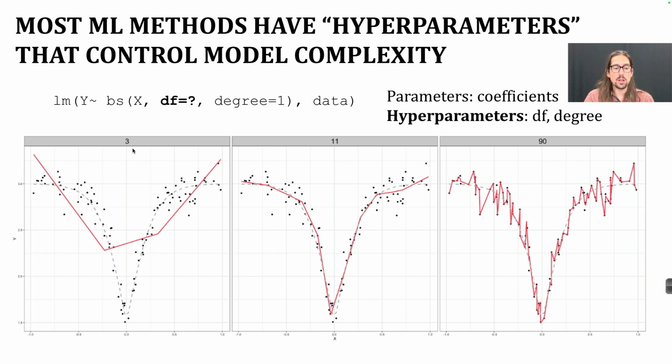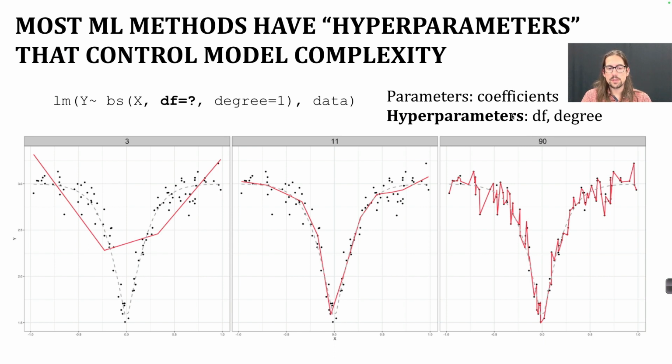So if we set this to be low, the fit that we're going to get is pretty smooth. By smooth, I mean it's not too wiggly. And if we set this to be a higher number, like 11 or 90, we're going to get very, very wiggly fits. And it seems like some intermediate value is giving us the best prediction in terms of being closest to the true value of the function, which is this dotted line here.